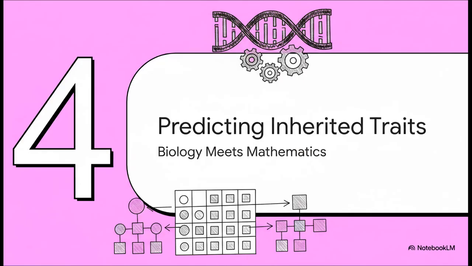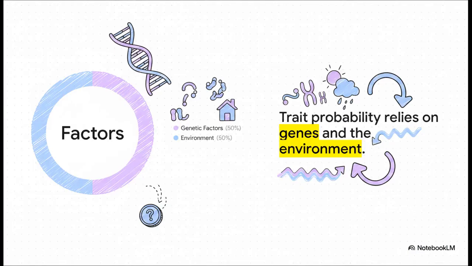Okay, section 4, predicting inherited traits. So the crucial point is, this is where we actually use probability to predict the outcomes of all those genetic remixes. Now, here is a massive concept you absolutely must remember for your review. The traits you actually express, they aren't just a simple coin flip based entirely on your DNA. No way. Trait probability is heavily influenced by the interaction between your genetic factors and your environmental factors. It's nature and nurture constantly working together.